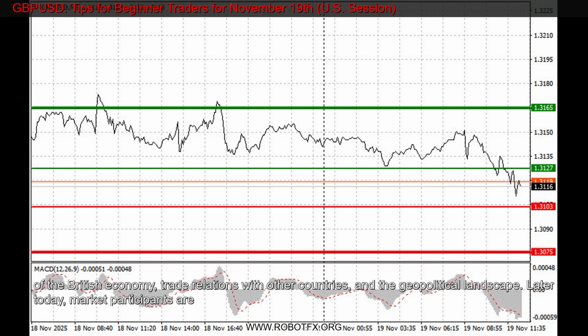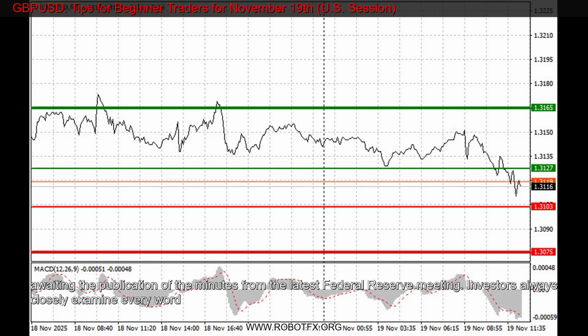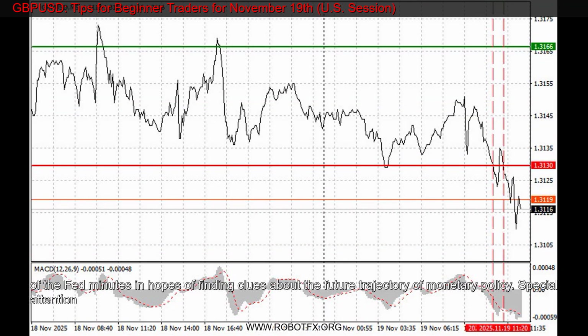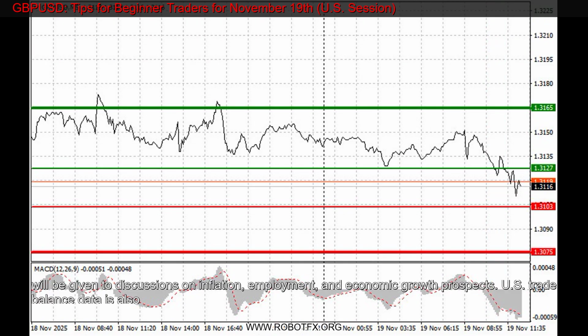U.S. trade balance data is also of significant interest. A widening trade deficit may indicate declining competitiveness of U.S. goods in the global market, which in turn can negatively affect the country's economic growth. John Williams' speech may add further clarity to monetary policy expectations. His stance in favor of rate cuts makes his remarks particularly important for investors seeking confirmation of their expectations.